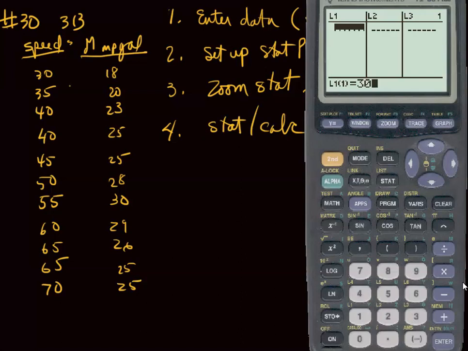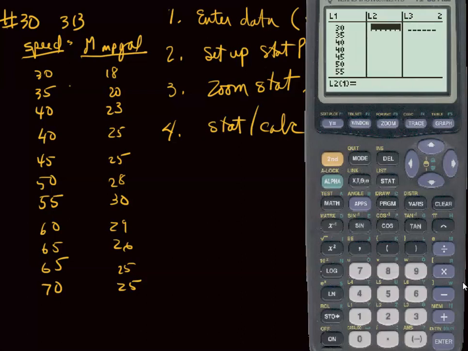30, 35, 40 twice, 45, 50, 55, 60, 65 twice, and 70.